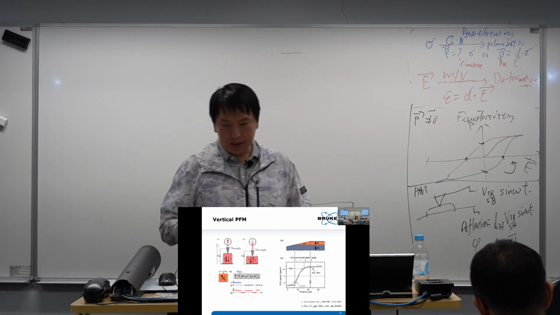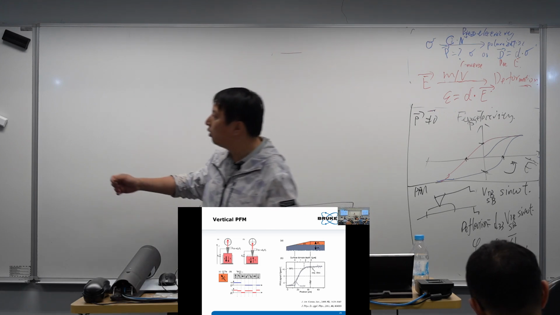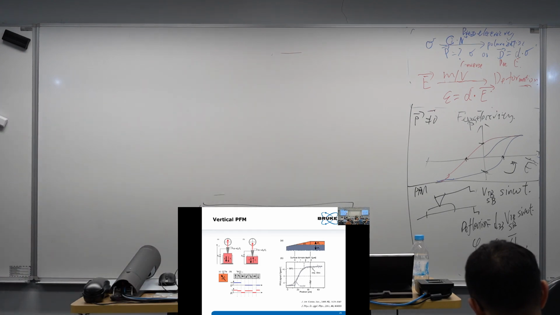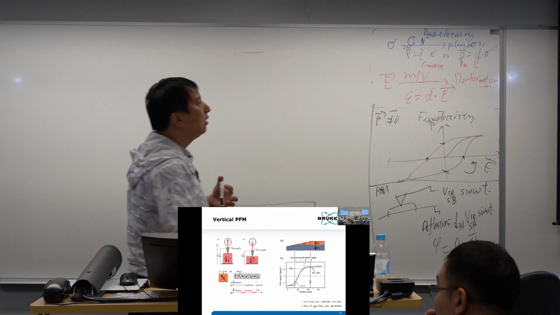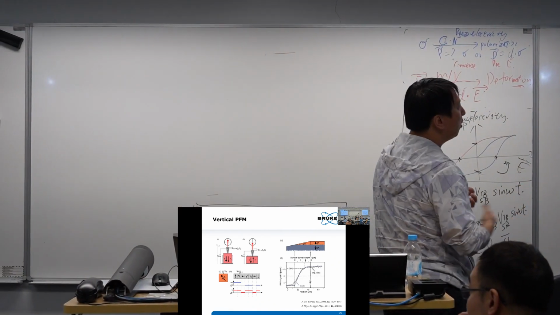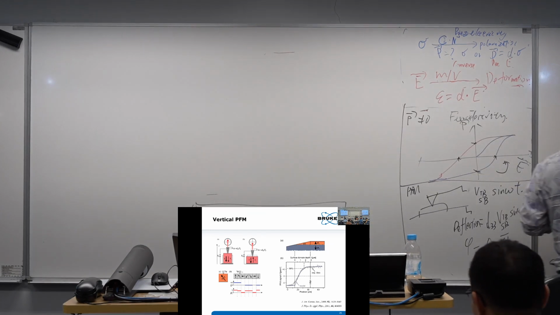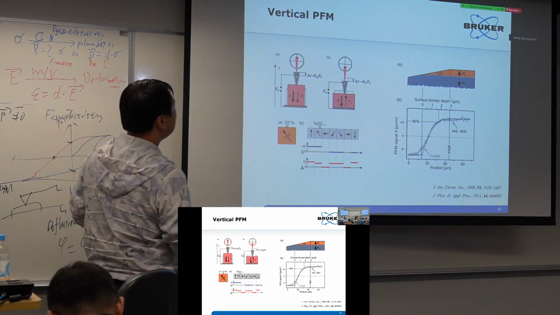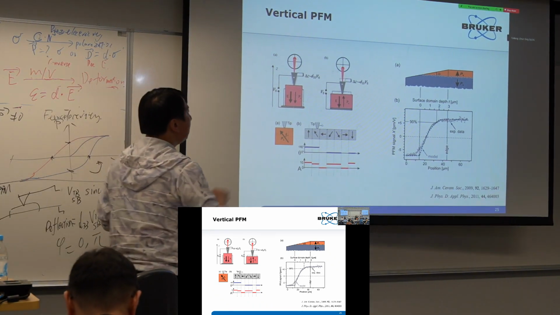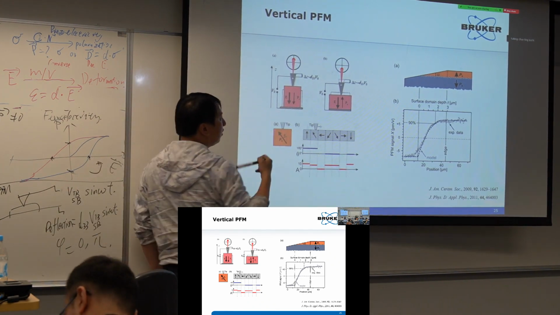So if we take a look at these structures, we can use this one as a demonstration to show the PFM. The most important thing in PFM is that we apply the voltage, we apply the field in the z direction, and we study the deformation in the z direction. That's the d33. So this piezoresponse amplitude is proportional to d33.